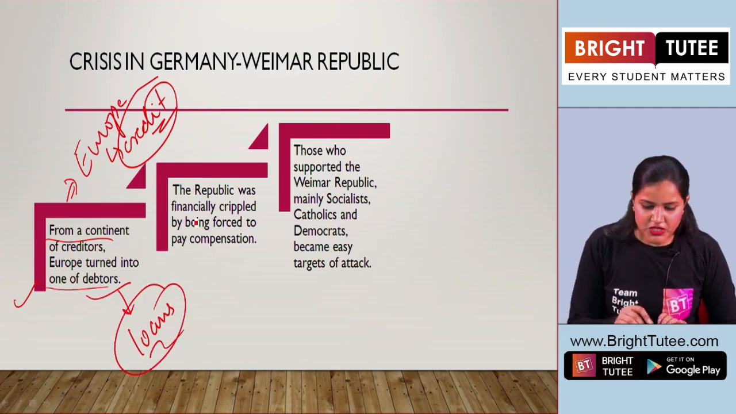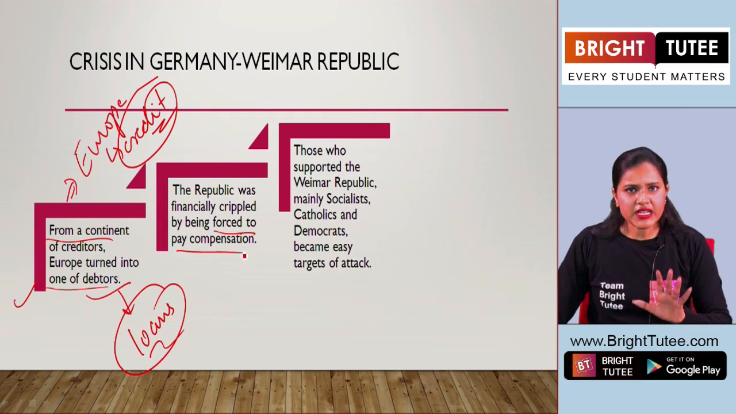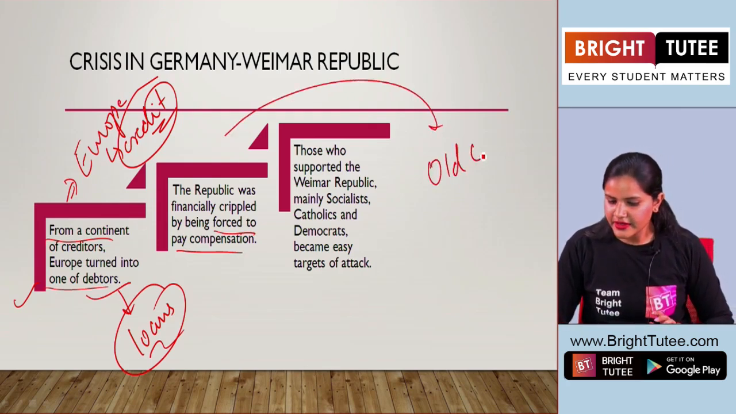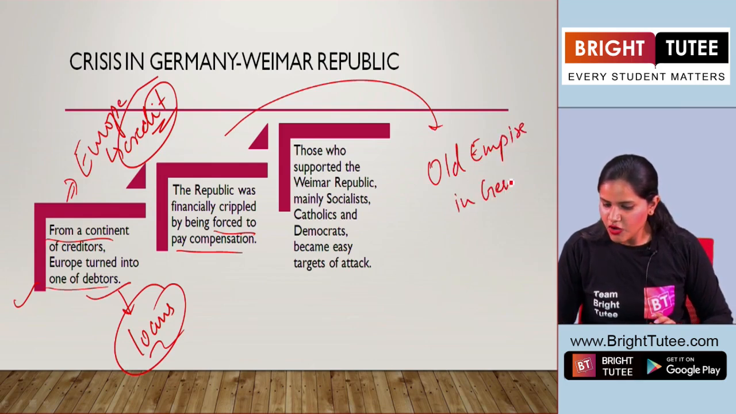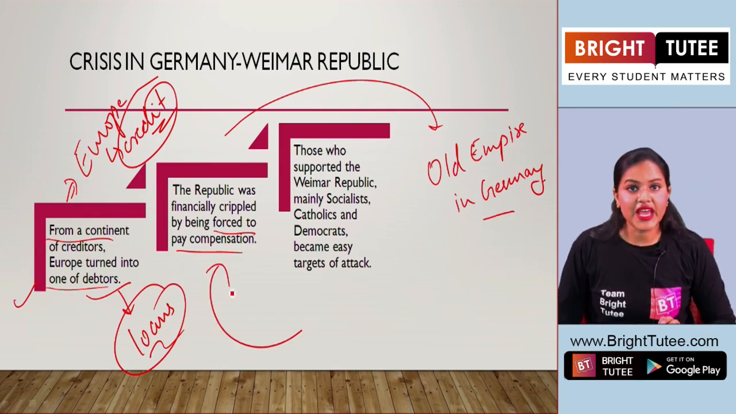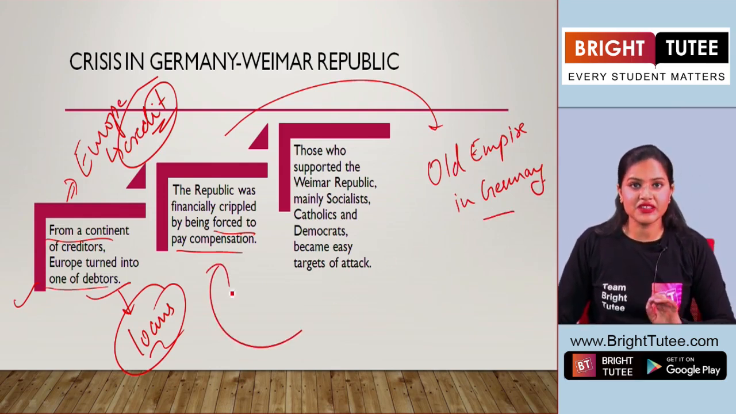Now, the Republic was finally financially crippled by being forced to pay compensation. Definitely, what was done by the old empire in Germany, the new Weimar Republic was facing it. They had to pay the compensation here, right?